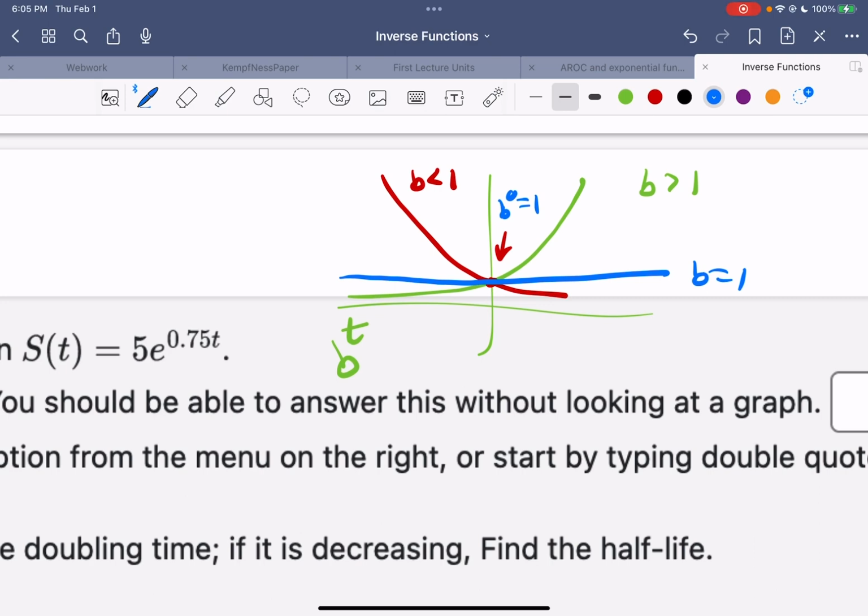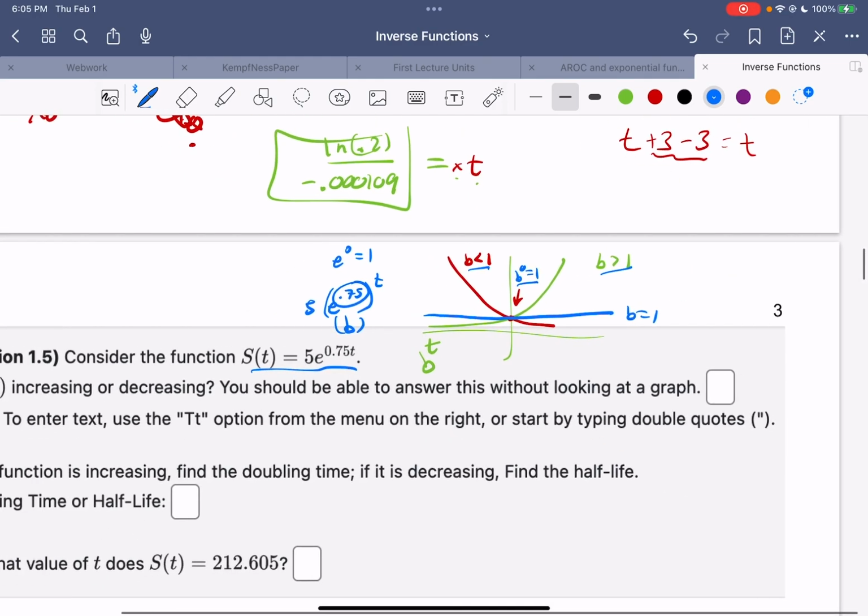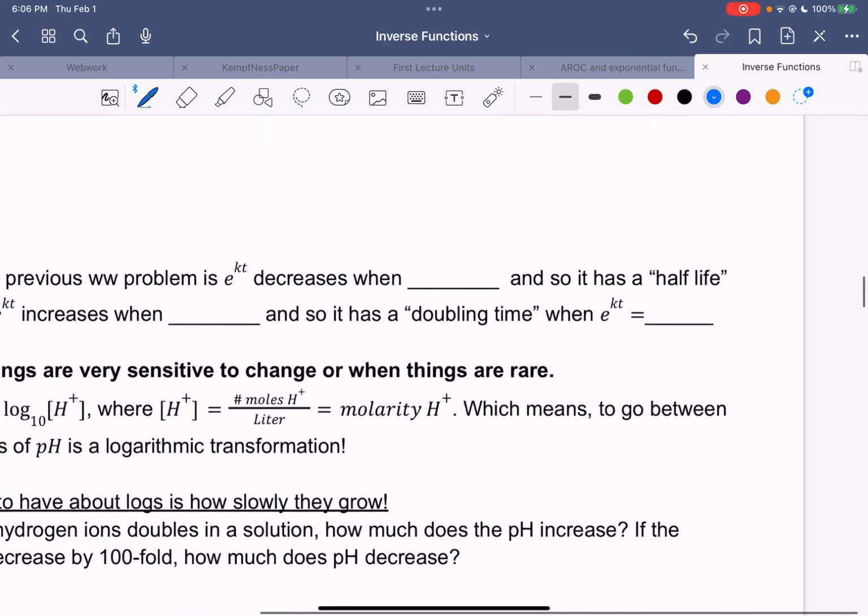And now the thing is we want to think of 5e to the 0.75 t. We want to think of our function like this. And b is the thing in parentheses. Okay? So we should ask ourselves, is b less than 1? Is it equal to 1? Or is it bigger than 1? Here's the thing. E to the 0 is 1. So really, it's just asking, hey, this power, is it positive or negative? And let's jump here to my remark, because that's where I put it all there.